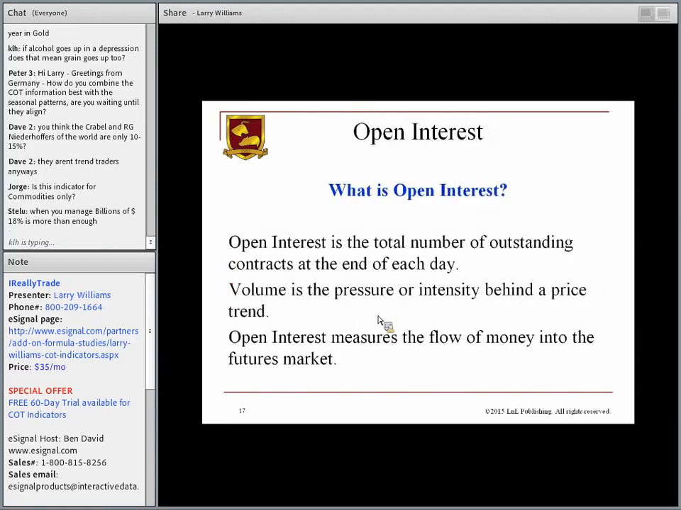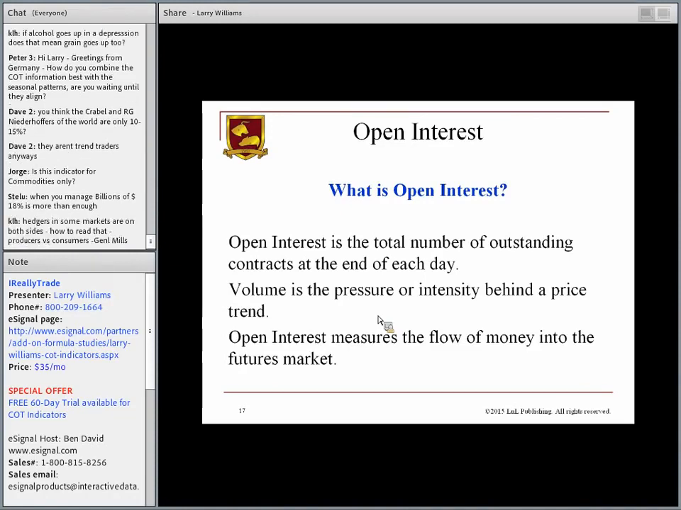What is open interest? Open interest is the total number of outstanding contracts at the end of each day. That's not volume. Volume is the pressure or the intensity. It's how many times we turned over price during a day. This is the number of contracts open at the end of the day. Open interest measures the flow of money into the futures market. It represents the total positions in the marketplace, total positions. And commercials, remember, some are long and some are short. So some are producers, some are users, but it's the net position that we're looking at.